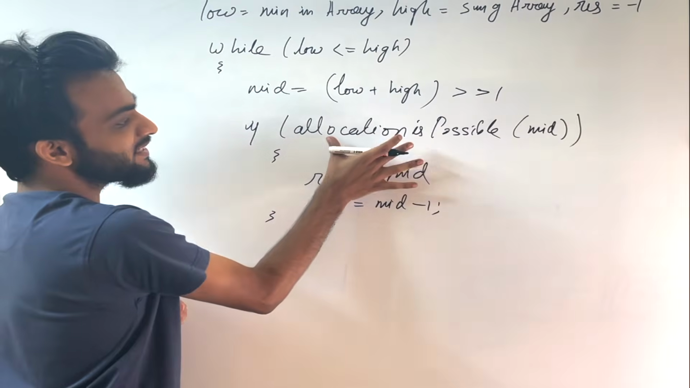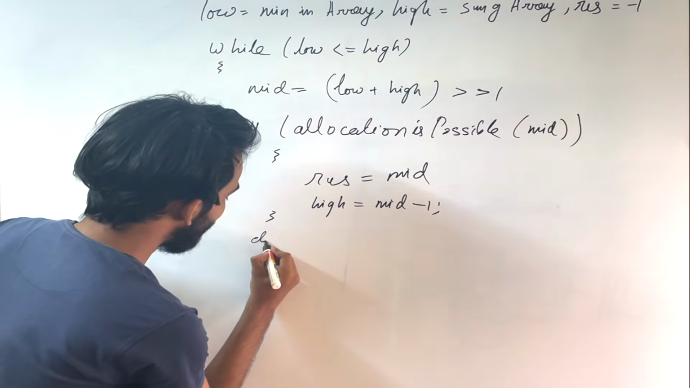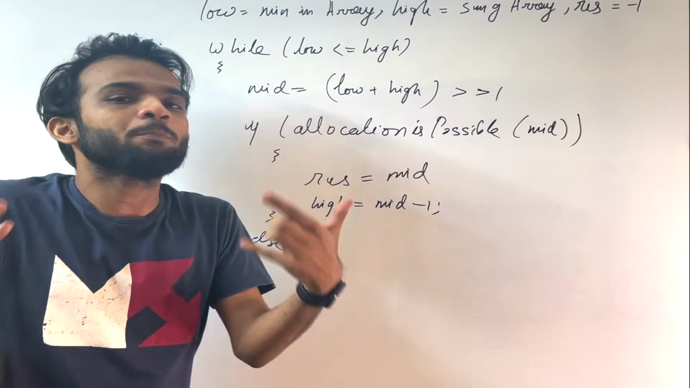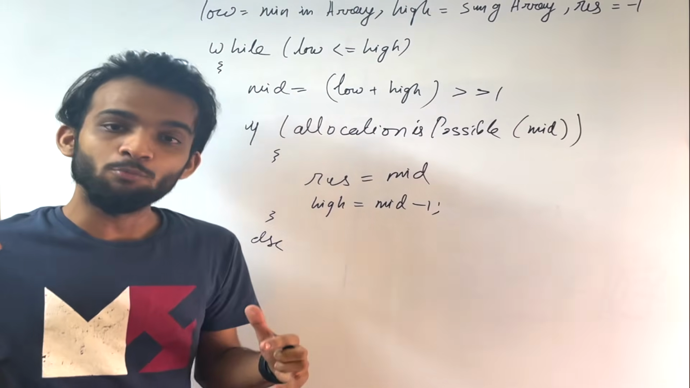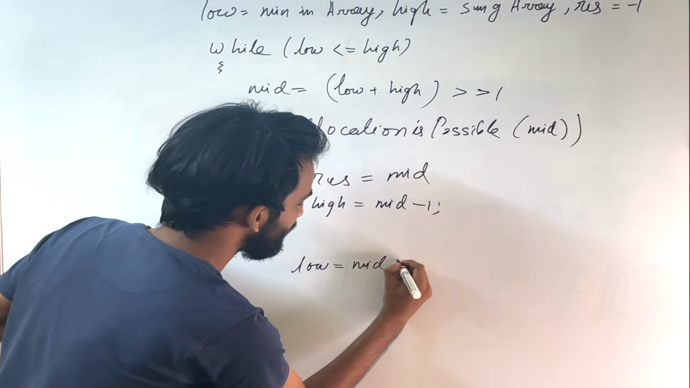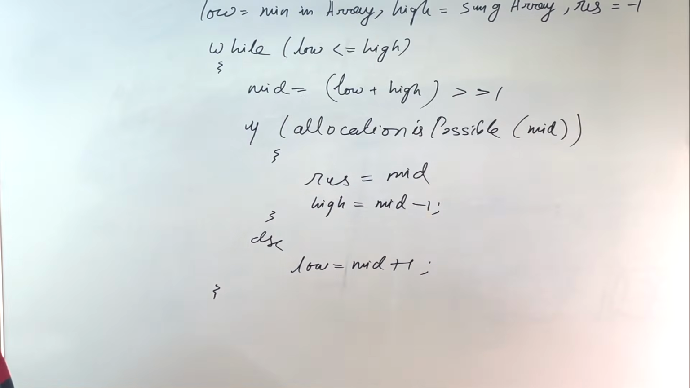But if this allocation is not possible, then what will happen? Then I will have to reduce the left half because keeping a smaller barrier was not possible. I have to increase the barrier. I have to move. Hence, low will go to the right, that's low equal to mid plus 1. And this is how the binary search will look.